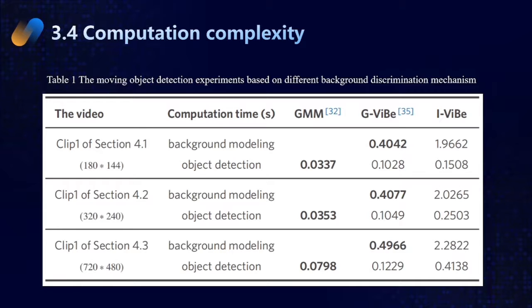Another important index of a moving object detection method is the real-time problem. The results in this table show that more time for object detection is needed using ViBe than the GMM method, because the GMM method selects the initial background frame randomly. In addition, more time is needed in the ViBe-based approach during the background modeling process, which can be processed offline.